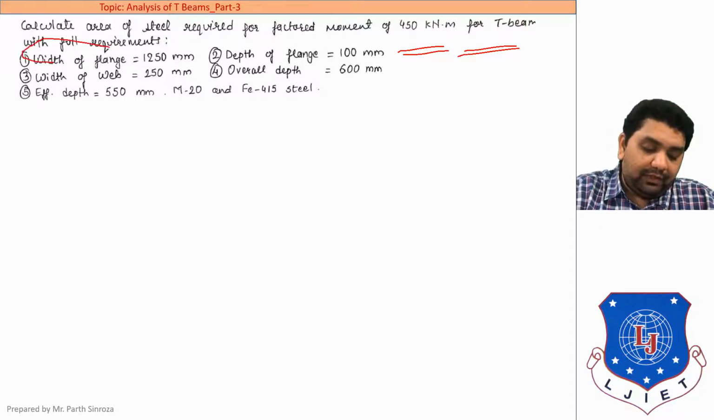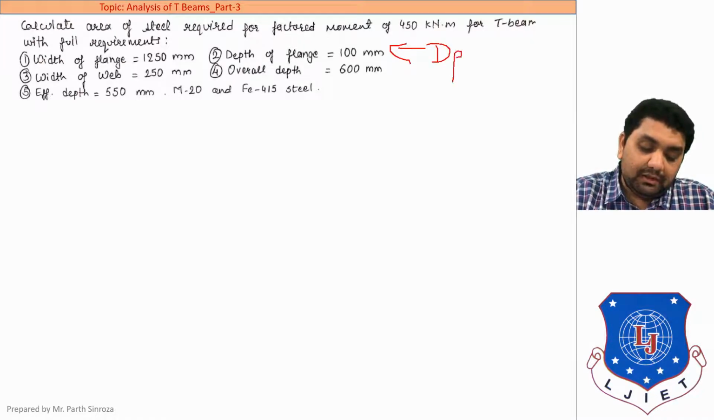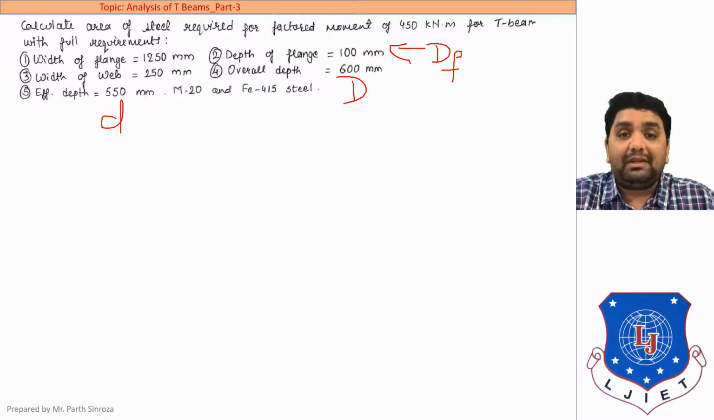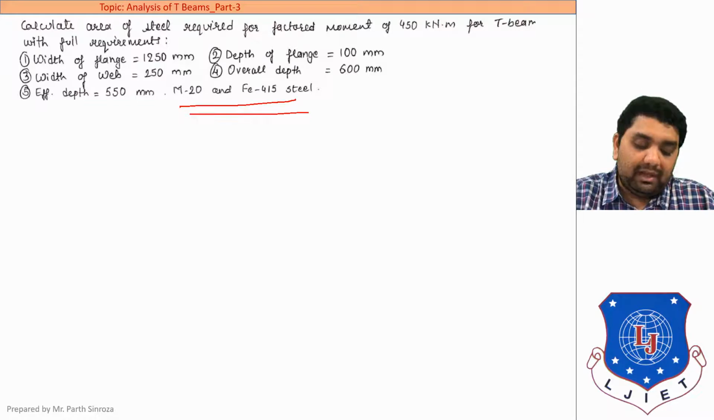Width of flange is given in the question as 1250, that means BF. Depth of flange is given in the question as DF. Width of web BW is 250. Overall depth, that means capital D, is given as 600, and effective depth is given as 550. Therefore small d is 550, capital D is 600. So we can take cover equal to 50 mm. We are going to use M20 concrete and Fe415 steel.